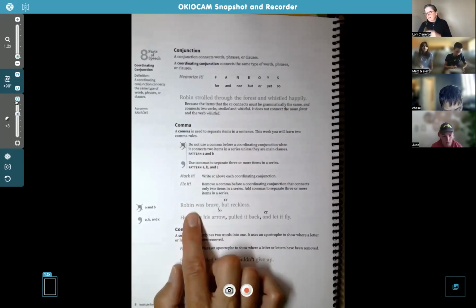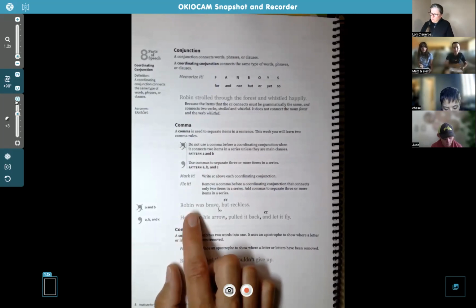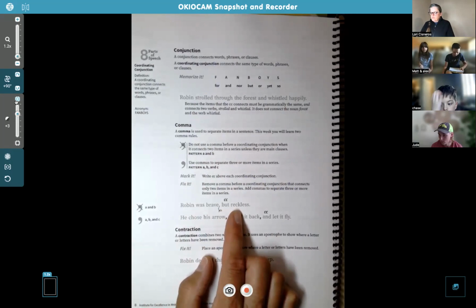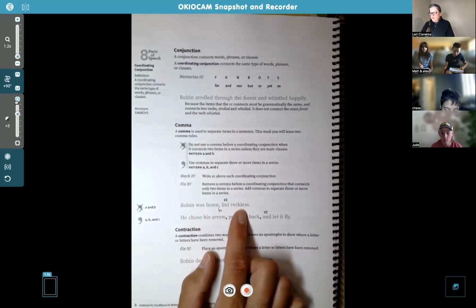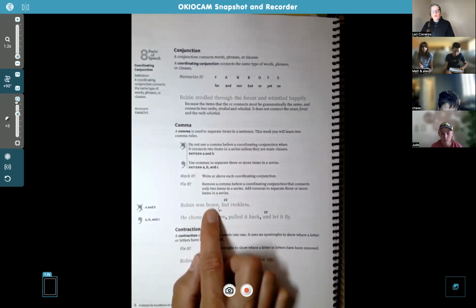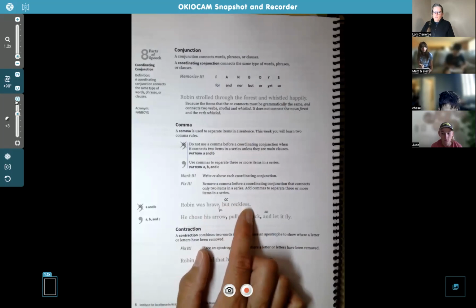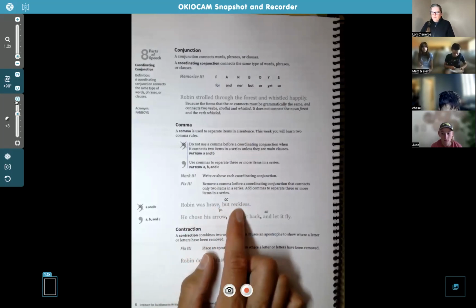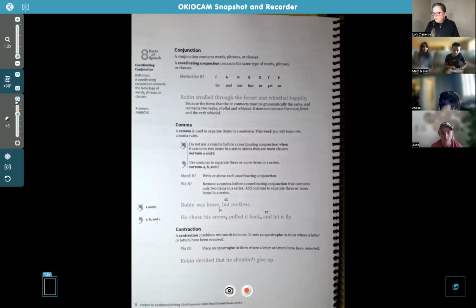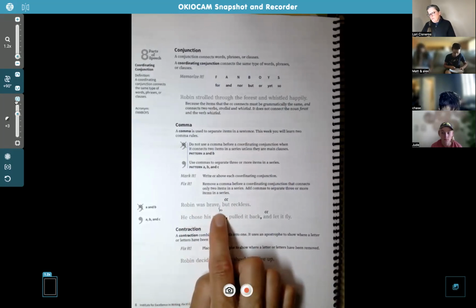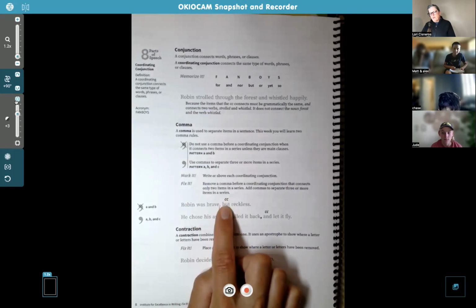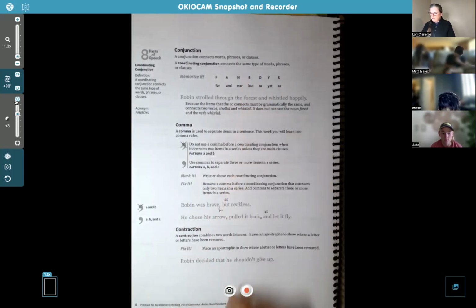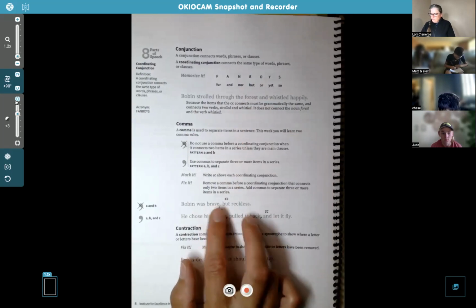All right, right here, the example on the page says, Robin was brave, but reckless. We have two adjectives here describing Robin. Robin was brave, but reckless. Since there's only two, we do not need a comma. The coordinating conjunction here is but. Remember, that's the B in fanboys up here. So if there's only two, there's no comma.